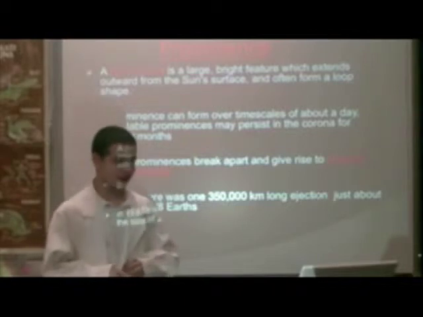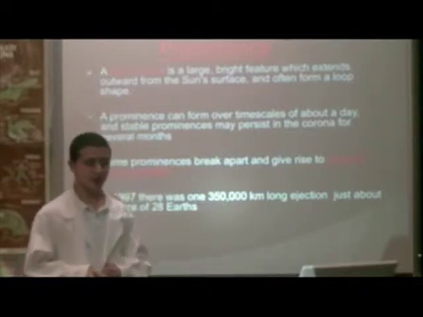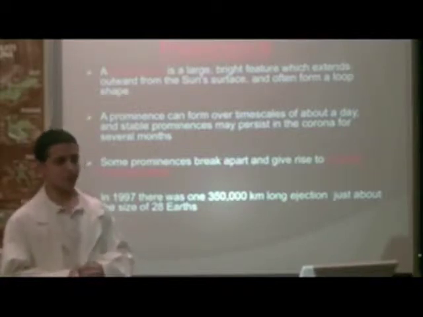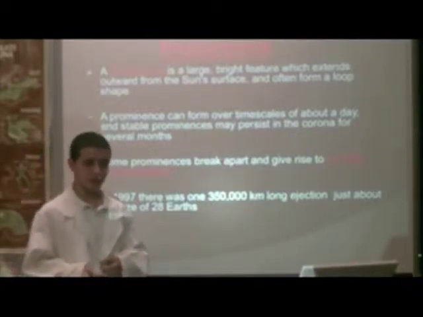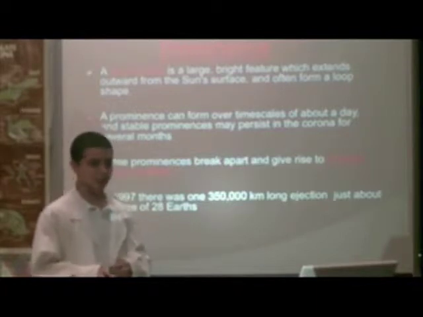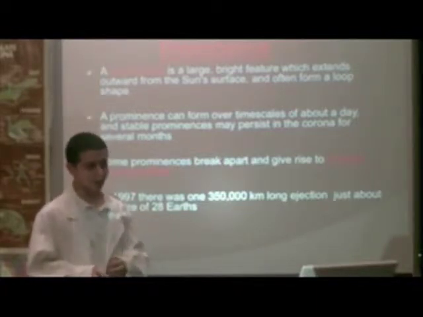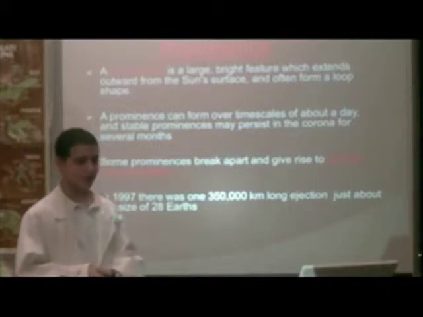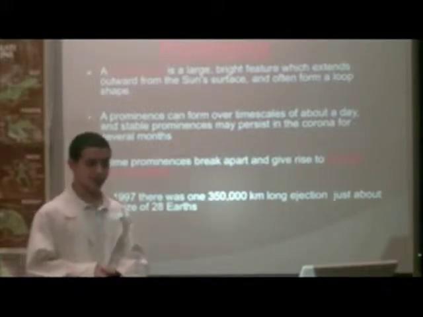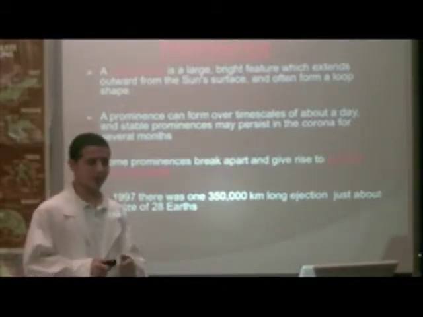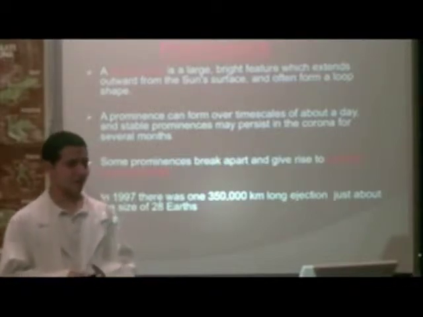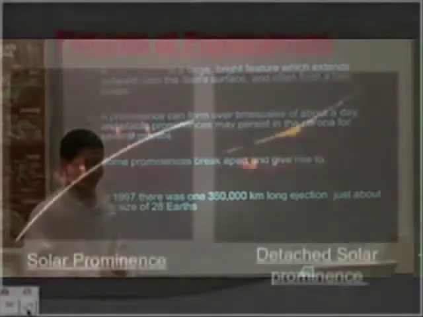A prominence can form over a time scale of about one whole day, but stable prominences may persist in the corona for several months. Some prominences break out and give rise to coronal mass ejection, which we'll be talking about in the next slide. In 1997, there was one prominence which was 350,000 kilometers long, just about the size of 28 Earths.